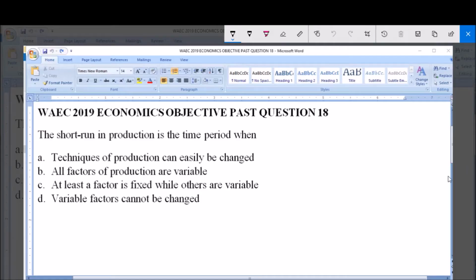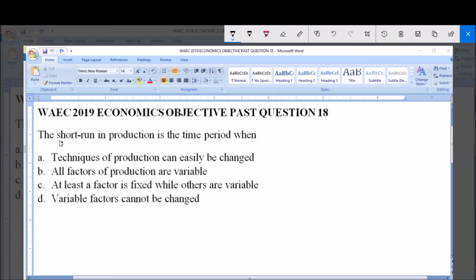Hello, I'm going to be answering WASSCE 2019 Economics Objective Past Question 18. The short run in production is the time period when: A. Techniques of production can easily be changed, B. All factors of production are variable, C. At least a factor is fixed while others are variable, D. Variable factors cannot be changed.